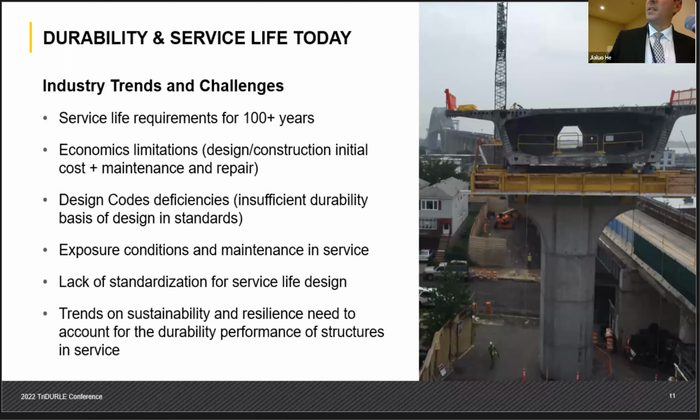Design code deficiencies, as I mentioned a couple of times already. Exposure conditions and maintenance in service. Many of the same codes don't even have requirements for maintenance. That's a big issue right now. And many of you know that living in Hawaii or being in coastal areas. What are the requirements for maintenance of a structure based on a code? Right now, there's not many ways to deal with that, but we need to deal with that too. Lack of standardization of service life goes back to the standards not having service life requirements.